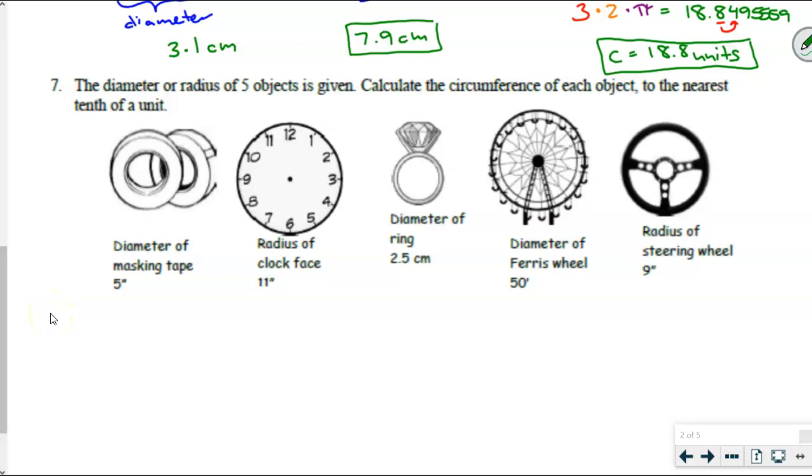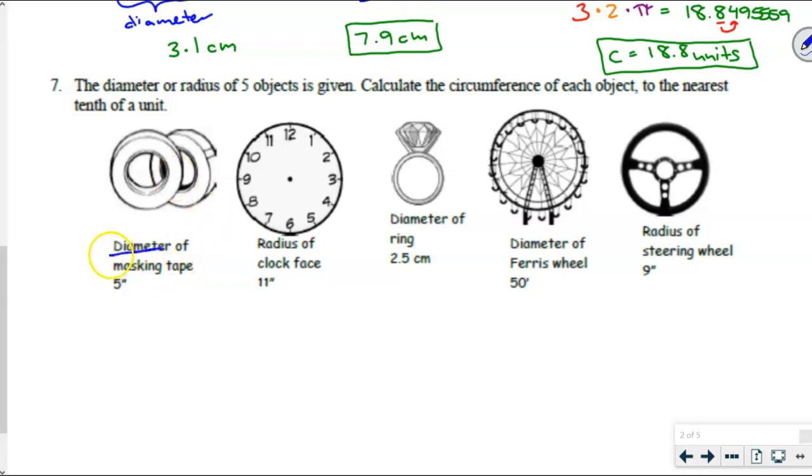Yes, Luke? What do you mean is... I'm sure there exists a ring with a 2.5 centimeter diameter. I'm sure there exists a steering wheel that's 9 inches. I couldn't tell you where that steering wheel is or where the Ferris wheel is that's 50 feet, but I'm sure that they exist somewhere. Okay, with your groups, you need to find the circumference of each one of these objects. With your groups, ready, set, go. Pause the recording again until you get these done. I'm going to continue on in the recording, just showing my work so that you can check your answers.